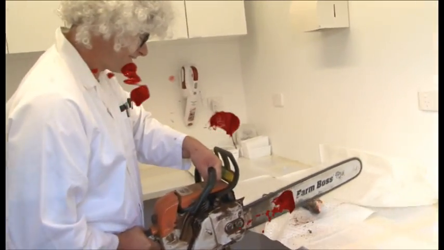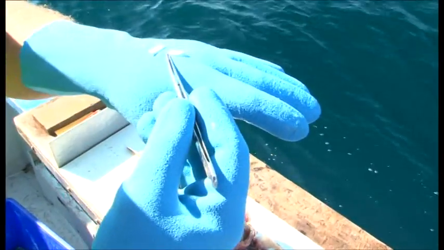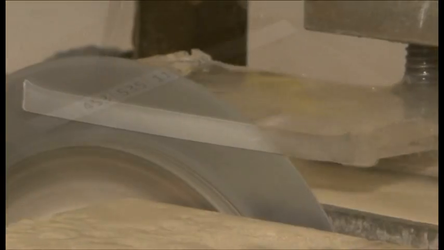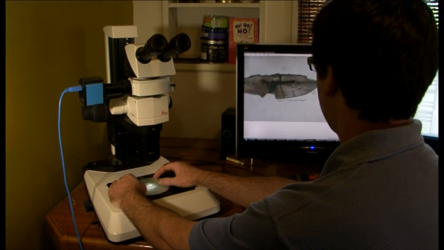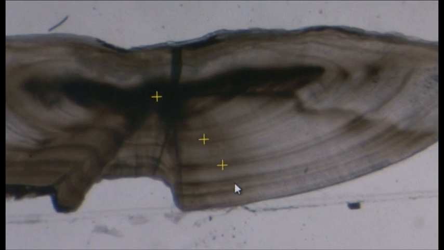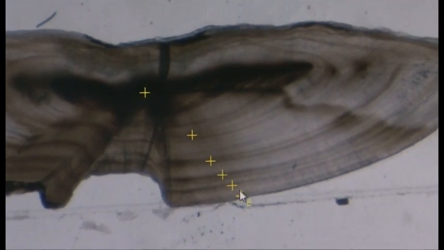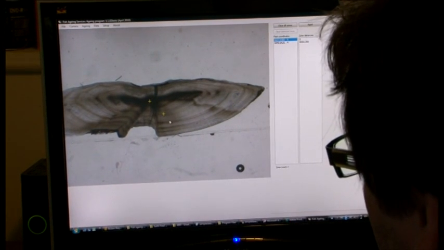So instead, scientists use a knife and then tweezers to pull out the otolith. They embed the otolith in resin, cut it into a thin slice and count the growth rings to get a measurement of age. The problem though with aging fish is that it's expensive and time consuming to collect large numbers. So instead then, scientists age a small number of fish of known lengths and use the length frequency distribution from the stock to estimate ages for the entire population.